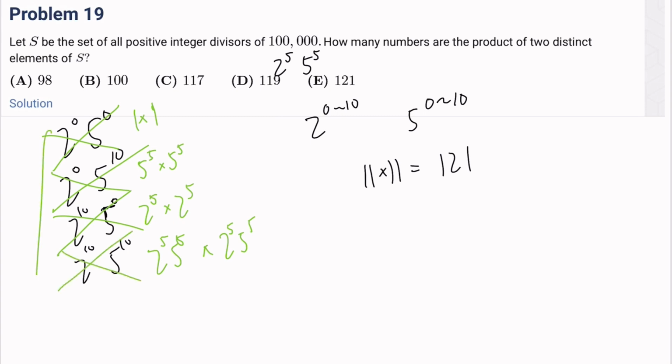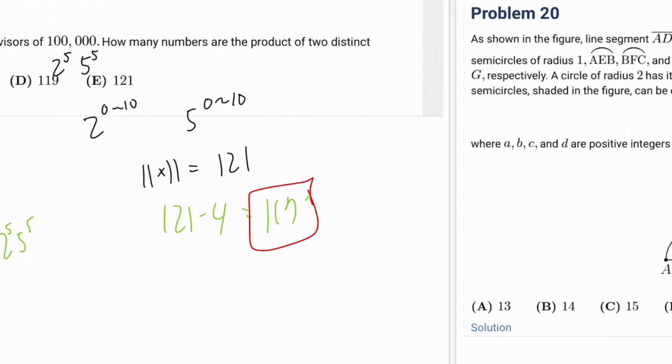And so we have to take out 4 from 121. So 121 minus 4, this is 117. And the answer is 117. It's C. Problem number 20.